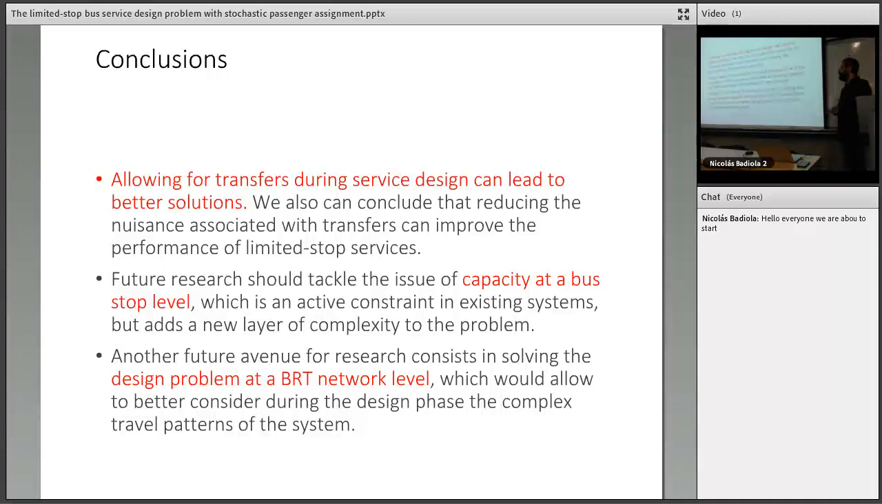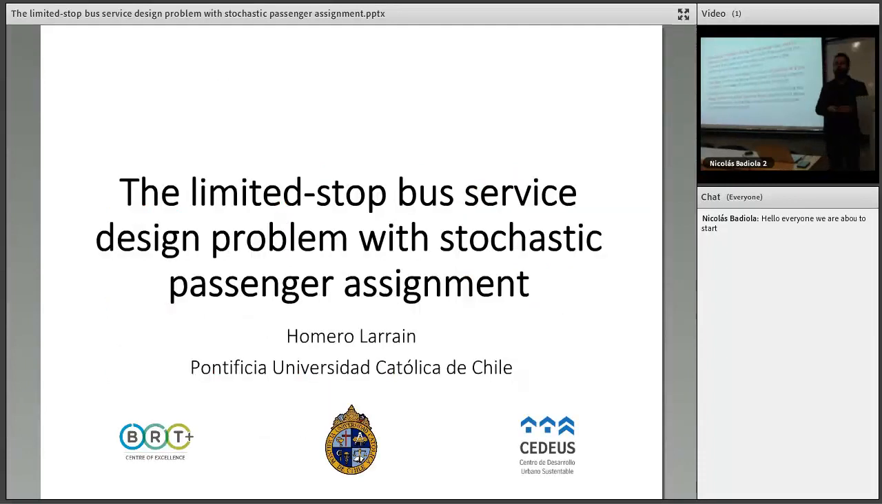And another future avenue of research consists in expanding the problem to the network design problem, designing express services for a network of corridors. As I mentioned before, in a previous research, I proposed an algorithm, but now we have to test it and implement it on big instances. We're working with data from Transmilenio, and we also expect to be able to show results for that in the following years.